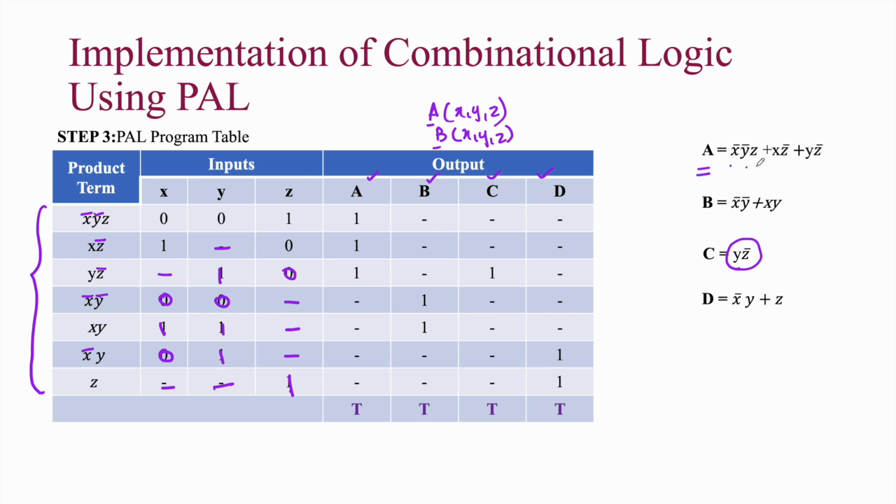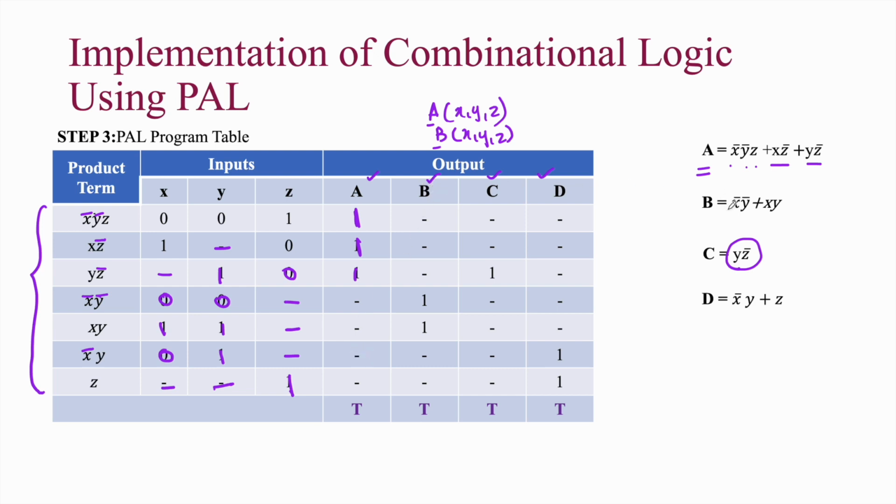x bar, y bar, z is one product term. So x bar, y bar, z we have, therefore mark with 1. What is the other product term? x, z bar. So x, z bar, we need x, z bar, and we need y, z bar. So mark with 1. And we don't want the rest of the terms, therefore we are marking with hyphen.